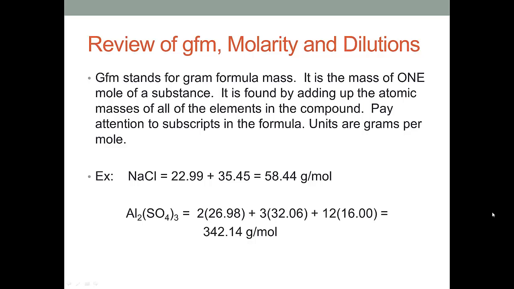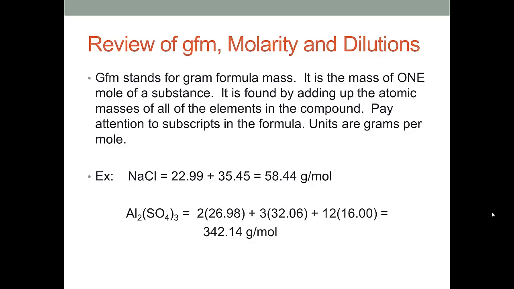So the first thing we're going to talk about is calculating gram formula mass. This is the mass of 1 mole of any substance. It's found by adding up the atomic masses of all the elements in the compound. You need to pay attention to how many of each atom there are in the formula by using the subscripts. The units are in grams per mole.